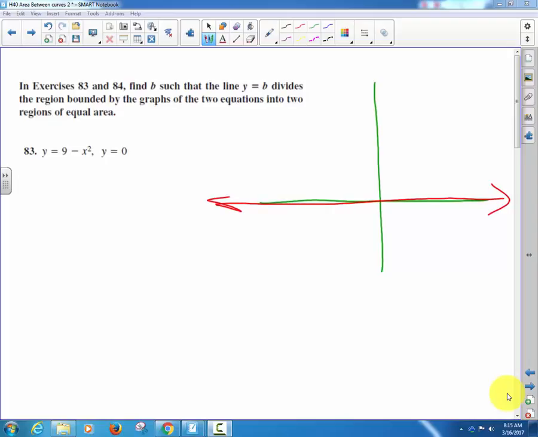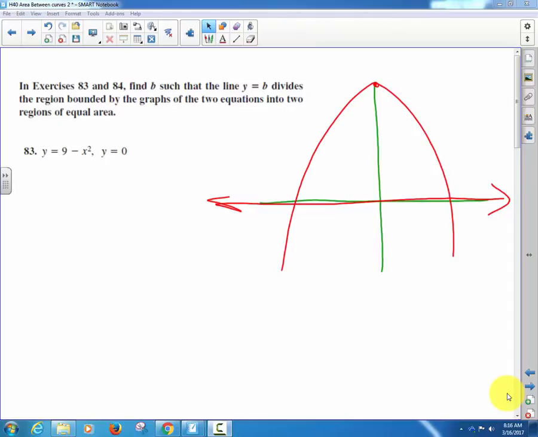And 9 minus x squared looks like a parabola. Where is the vertex of the parabola? At 9, opening down. So this is what we've got, something like this. The parabola 9 minus x squared intersects the x-axis at -3 and +3. And we know this point here is (0, 9).